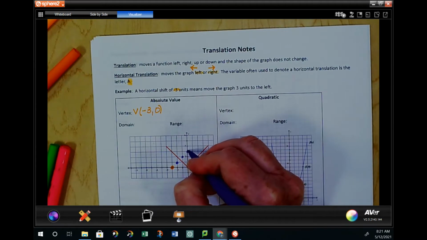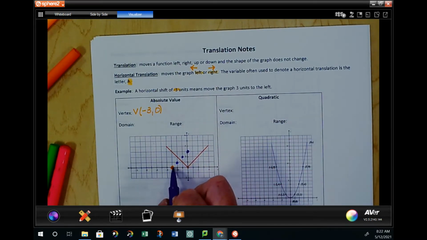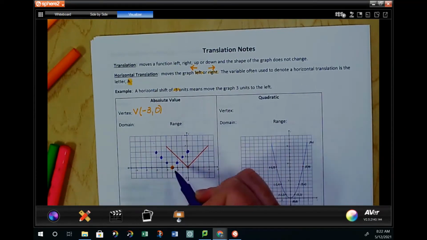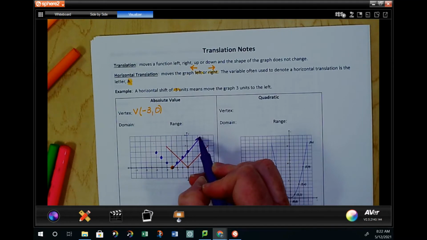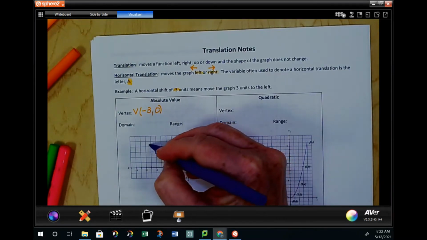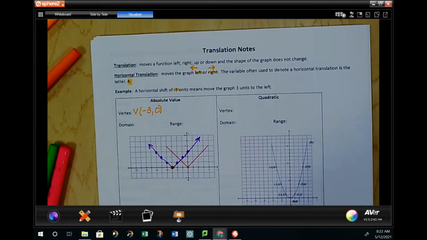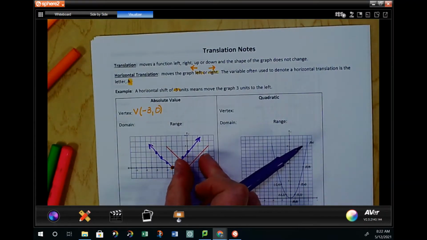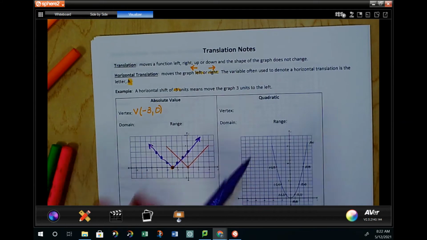1, 2, 3. And then I'm going to move to the left of my vertex. So move to the left 1, up 1. Move to the left 2, up 2. Move to the left 3, up 3. 1, 2, 3. And now this is going to be my new graph. All I did was slide it to the left 3 places. It's still exactly the same shape. All I did was pick it up and move it over.